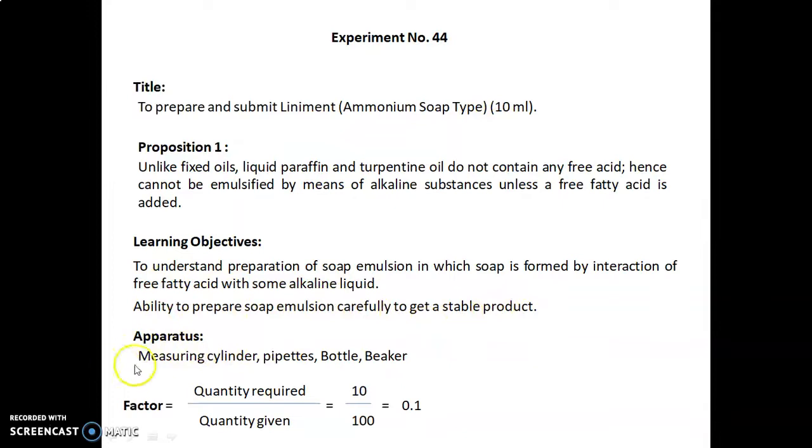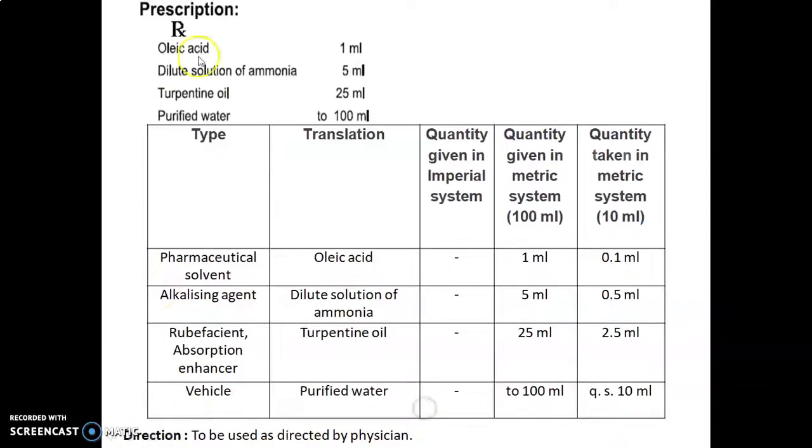Apparatus required are: measuring cylinder, pipettes, bottle, beaker. Factor is calculated as quantity required upon quantity given, that is, 10 upon 100, which is equal to 0.1. Formula prescription, denoted by the symbol Rx: oleic acid 1 ml, dilute solution of ammonia 5 ml, turpentine oil 25 ml, and purified water to prepare up to 100 ml. In the formula table, type means the category, use or role of the ingredient, and translation means the name of the ingredient. Here we have quantities given directly in the metric system.